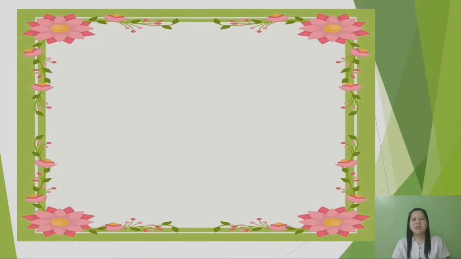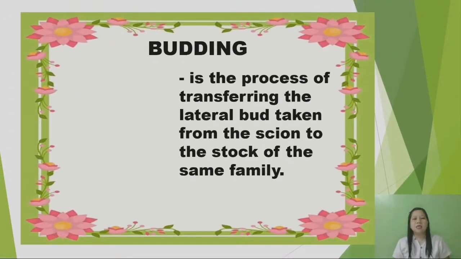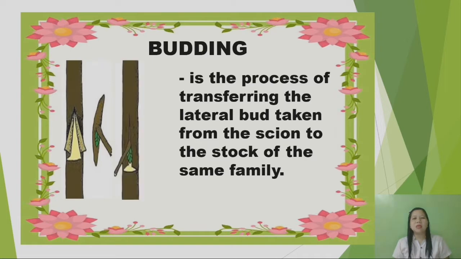Many trees are useless because they no longer bear fruits. So, here are the ways we should do so that the trees will not be wasted but will be reused and of course bear much fruit. Budding is the process of transferring the lateral bud taken from the scion to the stock of the same family.